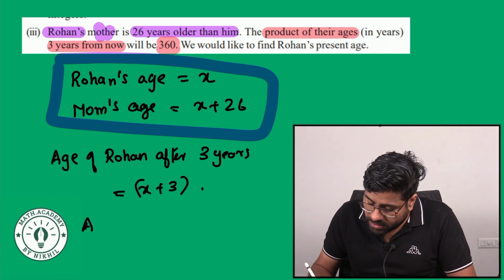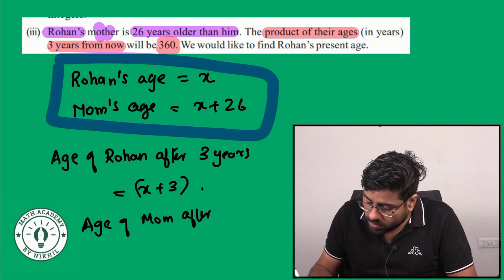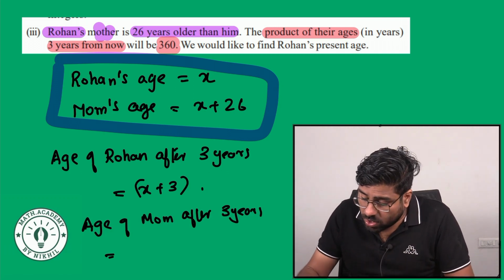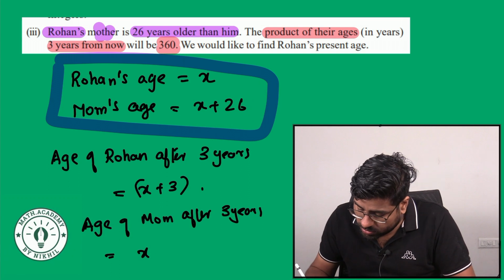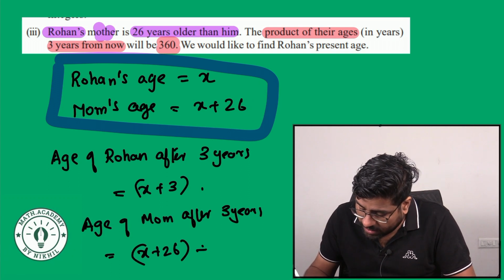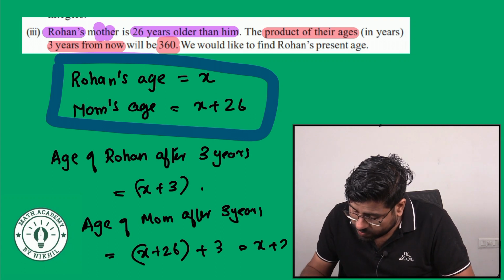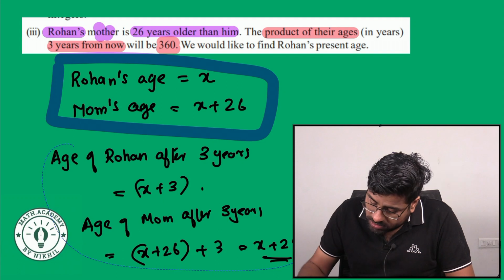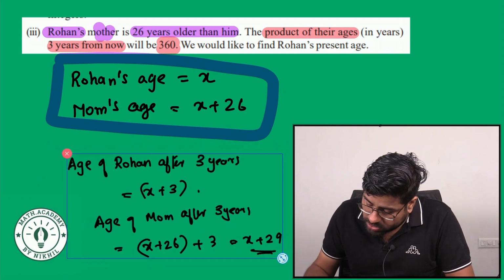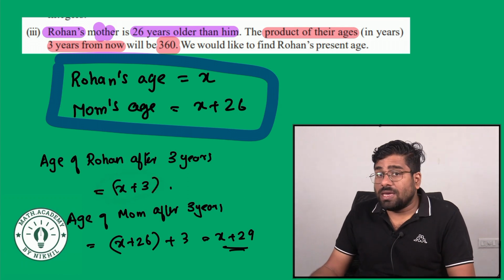Now what would be the age of the mother after 3 years? Her current age should be expressed as x plus 26, and I have to add 3 to it. So that is going to be x plus 29. So you have got Rohan's mother's age after 3 years to be x plus 29, and Rohan's age after 3 years to be x plus 3.